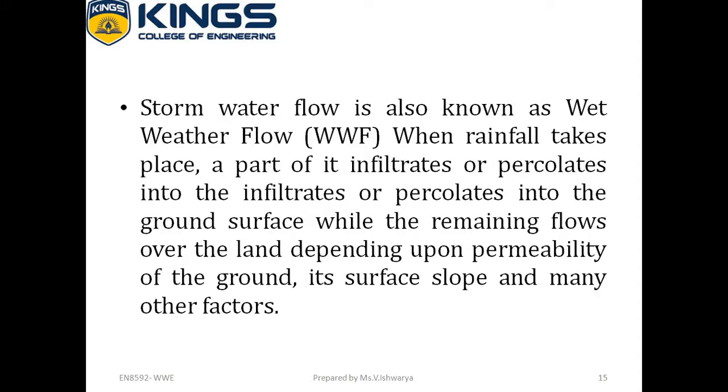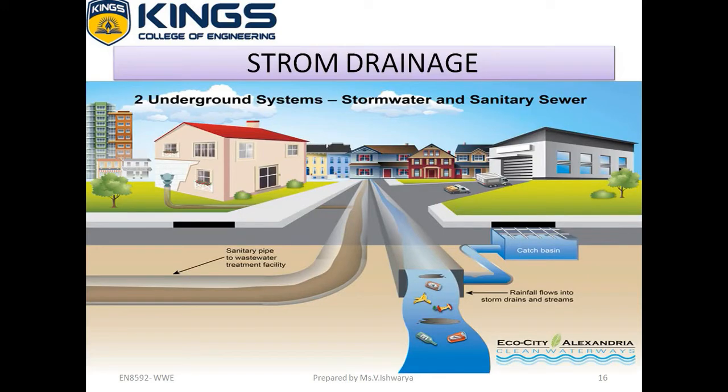So next we are going to see stormwater drainage. Stormwater drainage means, let us have a look at this picture. Here we have two types of pipelines. The left side pipeline carries brown colored water, and the right side pipeline carries blue colored water. So what is meant by it?